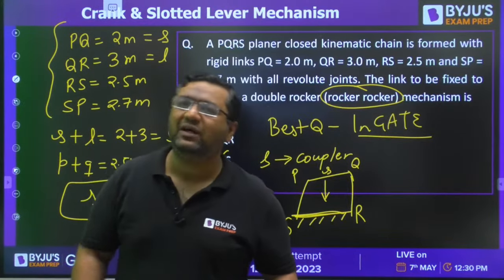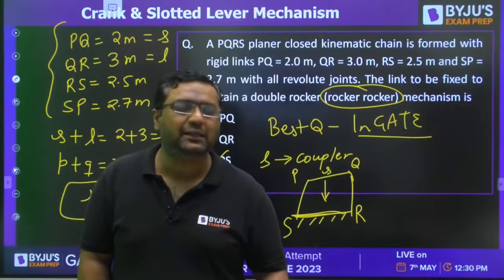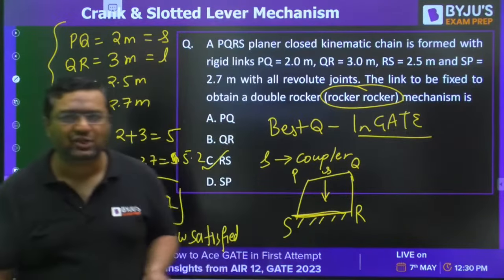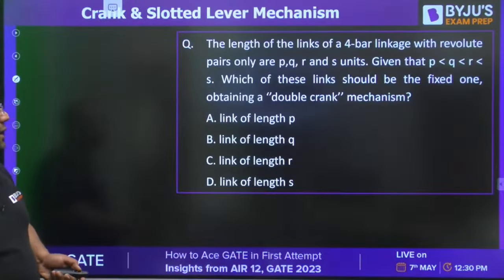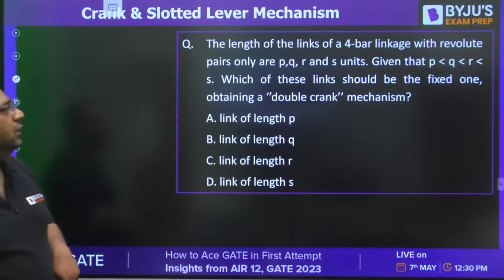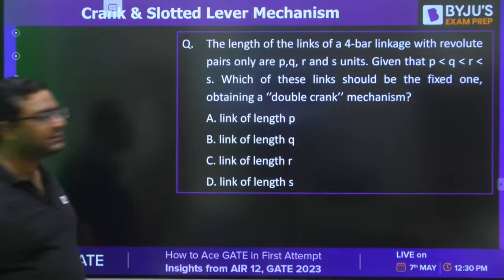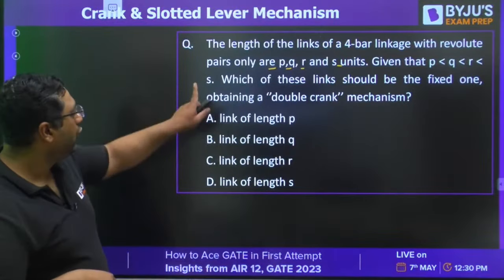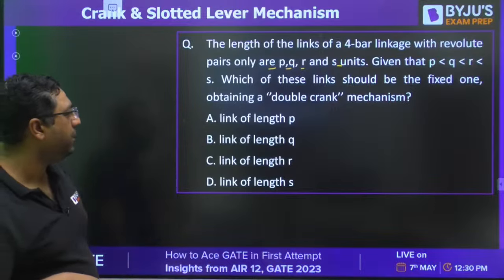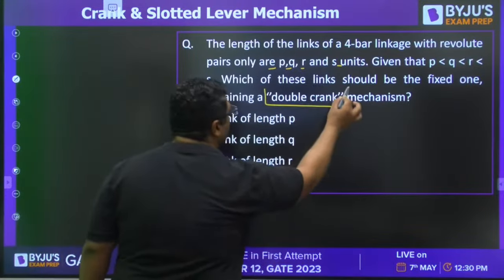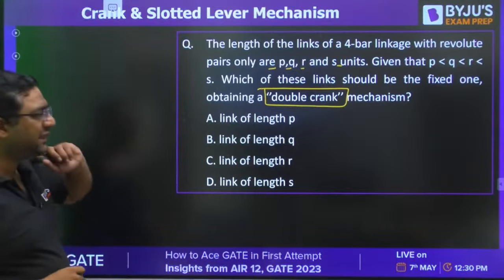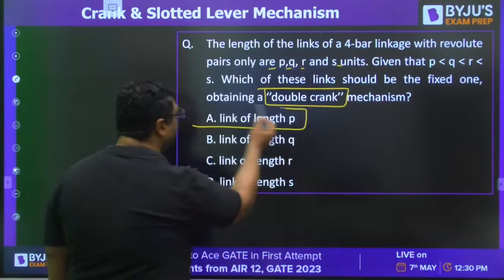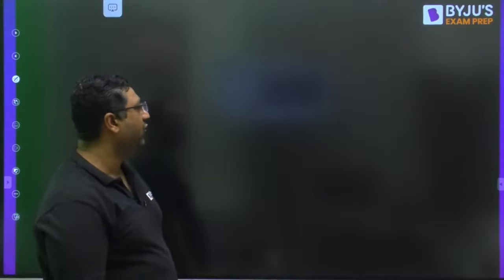So what we are doing is what we discussed in the last class. We are taking the questions here so that when you come for revision, it is easier for you to answer the questions. Now my dear, this is one more question. They are saying there are 4 links, P, Q, R, S, with P less than Q less than R less than S. Which of these links should be fixed for obtaining a double crank mechanism? To get double crank, they are already saying law is satisfied and obviously the shortest link should be fixed. So the answer will be the link of length P. Okay guys, link of length P.